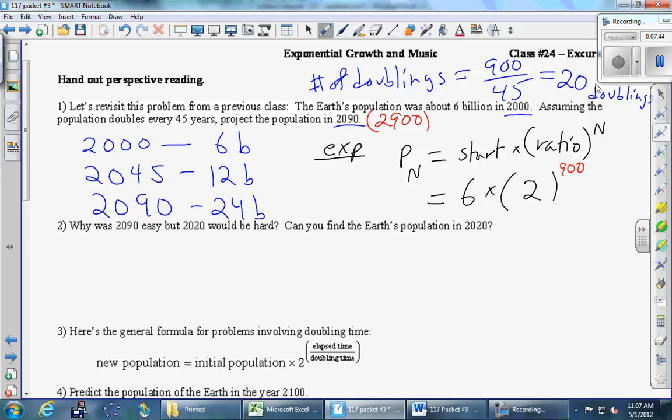So I shouldn't be doing 2 to the 900, which is 900 doublings. What should I be doing? I should do 2 to the 20. If I just make it 2 to the 20, I'll get the right answer. But I want a way to do that calculation sort of built into my formula. So do you guys buy that maybe up here I should be doing 900 over 45? That is 6 times 2 to the, what did we say 900 over 45 is? It's 20. That's the right answer. Start with 6, double 20 times. That's how we type it in.